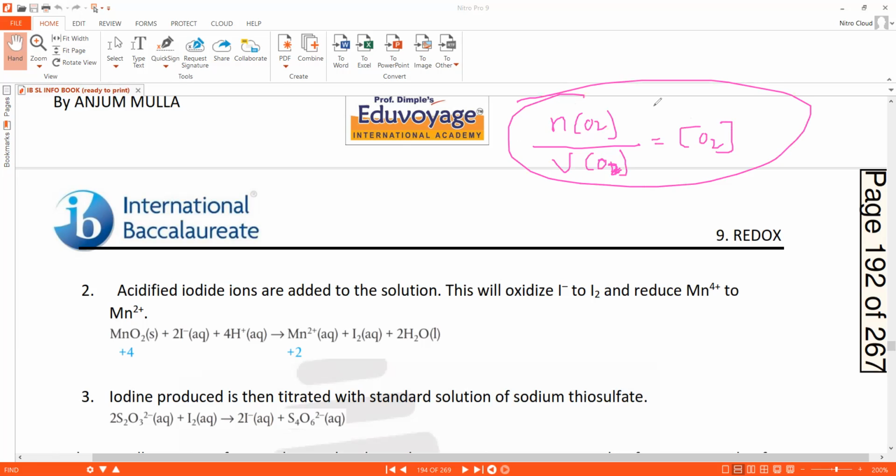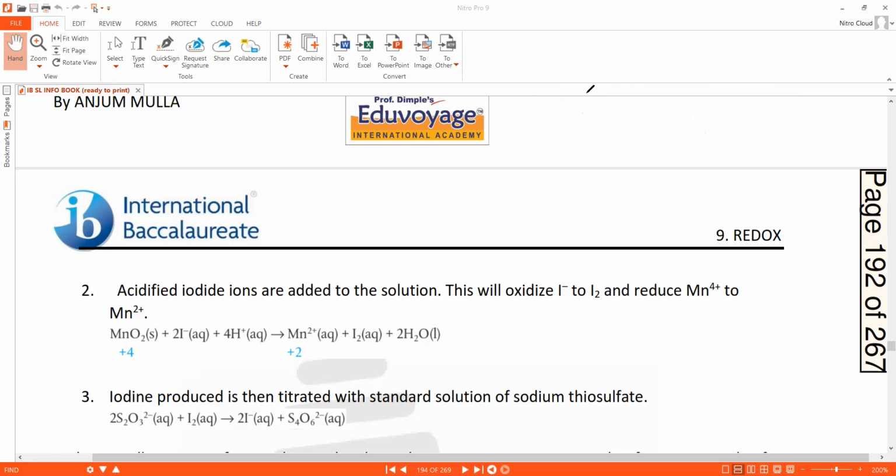So this is the process that I do on day 0, and I find the concentration of oxygen on day 0. I repeat the same process on day 5, and that is the concentration of oxygen on day 5. When I subtract the two, I get the biological oxygen demand, BOD. But remember that this BOD has to be in ppm.